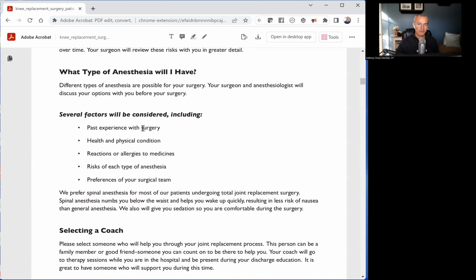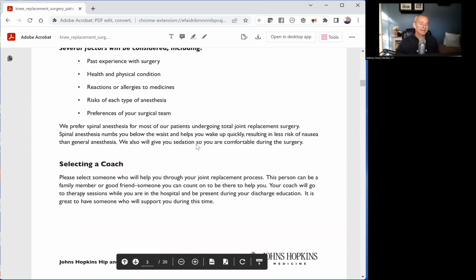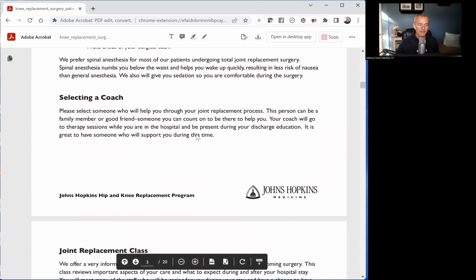If you've never had surgery before, just keep the lines of communication open. Your physical and mental and emotional and spiritual health are going to be part of this procedure. Of course, there's always possible reactions or allergies, risks of every type when you go under anesthesia. And you want to understand the preferences of your surgical team.